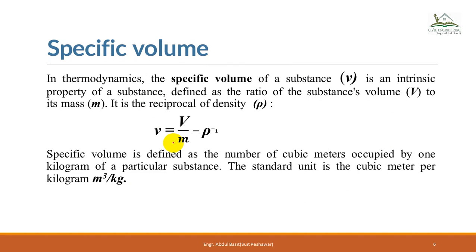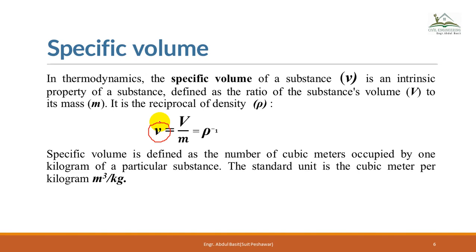Coming to specific volume. Specific volume is simply the reciprocal of the density term, which was mass per unit volume previously. If we replace the numerator of the density with the denominator and the denominator with the numerator, this will be the reciprocal of the density, which is volume per unit mass instead of mass per unit volume. And then it is called specific volume.